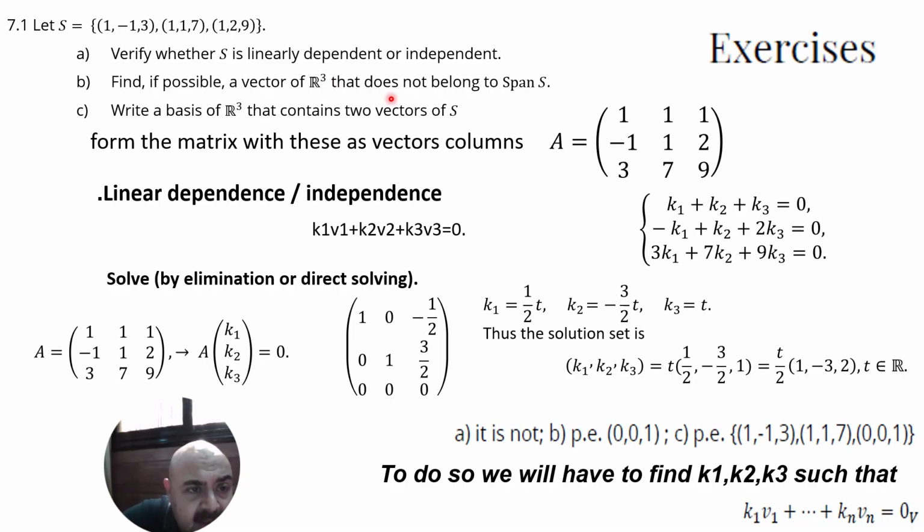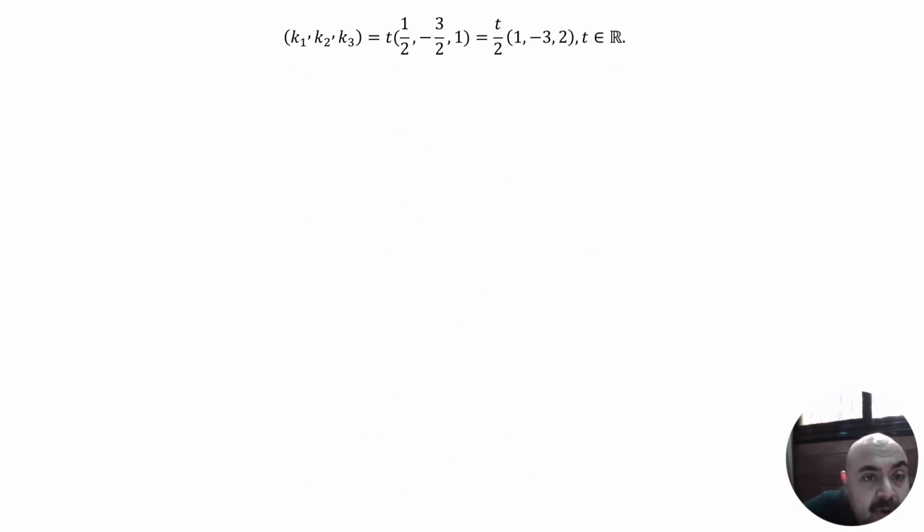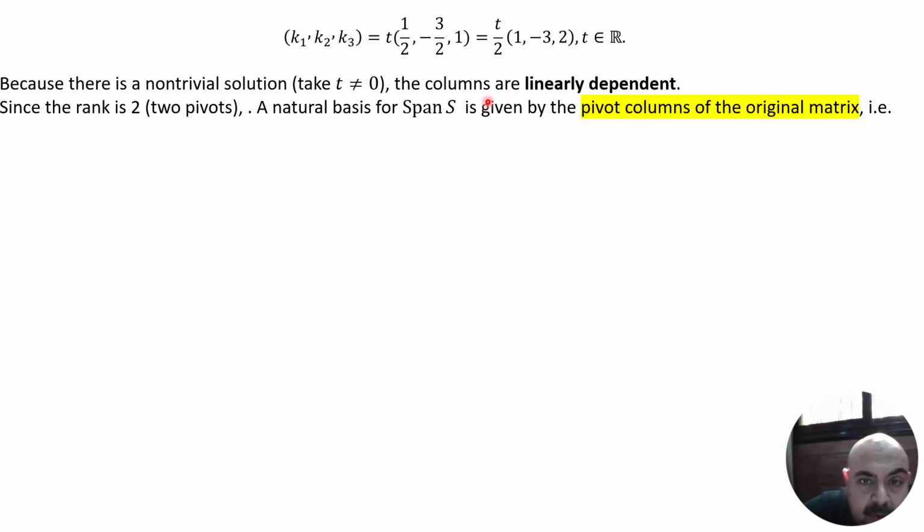For the second part, he asks you to get a vector of R3 that doesn't belong to this span. We need to find something like, let's say, (0, 0, 1). The vector (0, 0, 1) doesn't belong to the set. So once more, it's described here. This is the general solution. So they are linearly independent.